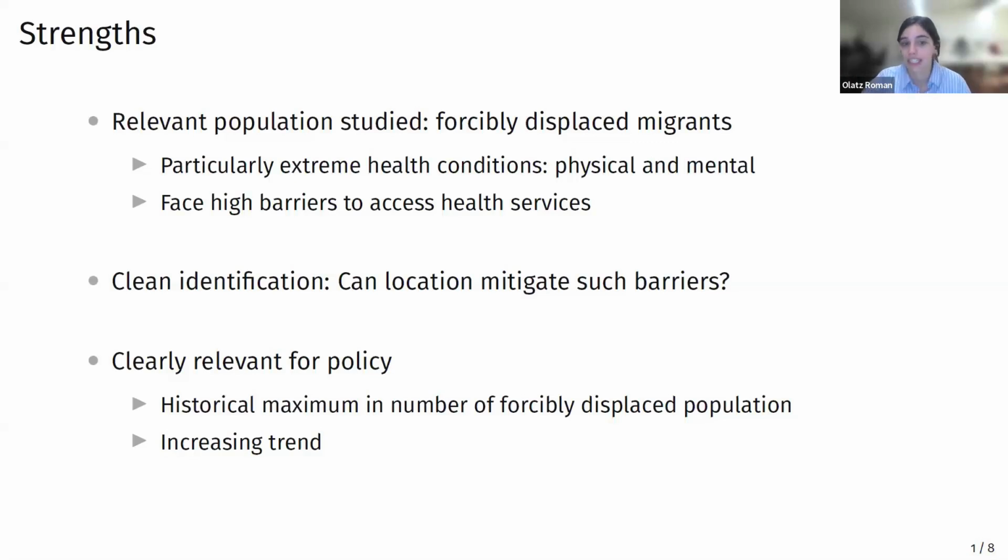So he uses a very clean identification and answers a question that I believe is very relevant for policy. And I believe that this is something that would be great if you could really stress in your job market presentations, given that right now, according to the World Bank, we're at a historical maximum of the number of forcibly displaced population, and that this trend is increasing given all the conflict that we have nowadays. Okay, so now let me start giving you the points of the discussion.